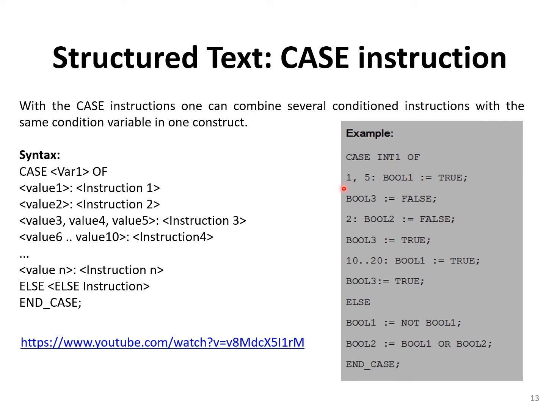If integer 1 is equal to 1 or 5, then boolean 1 becomes true and boolean 3 becomes false. If it's equal to 2, then this one, and if it's 10 to 20, then this one will be executed. Otherwise, if none of these, then boolean 1 will be equal to not boolean 1, and boolean 2 will be equal to boolean 1 or boolean 2. Okay, and this is the end. So watch this video for further instruction and example.